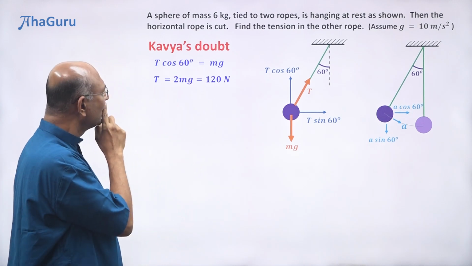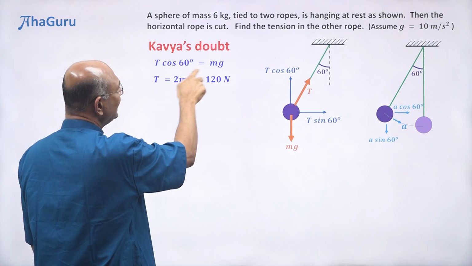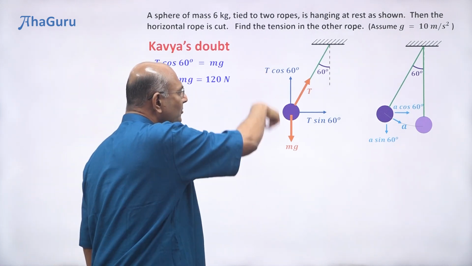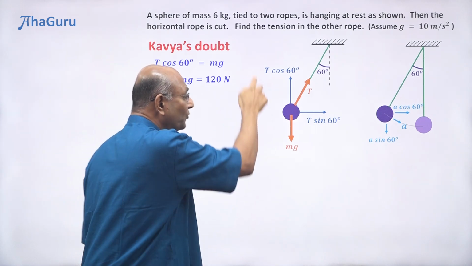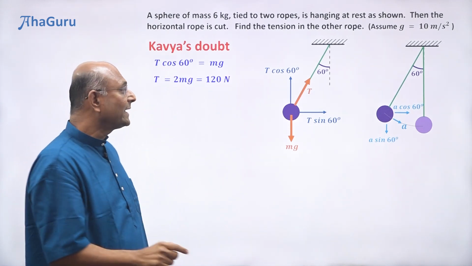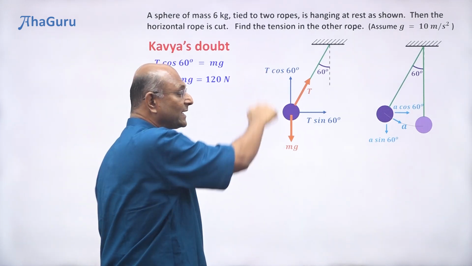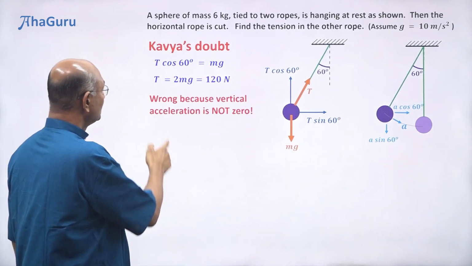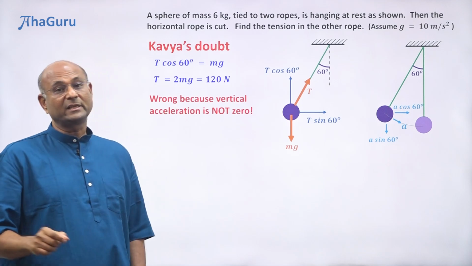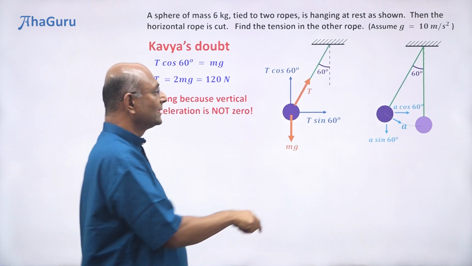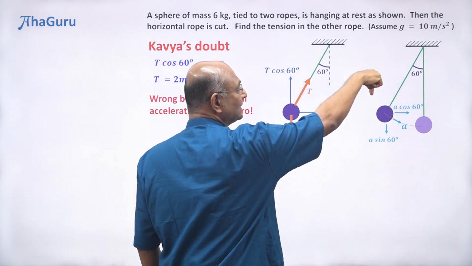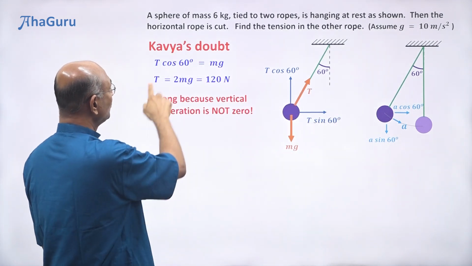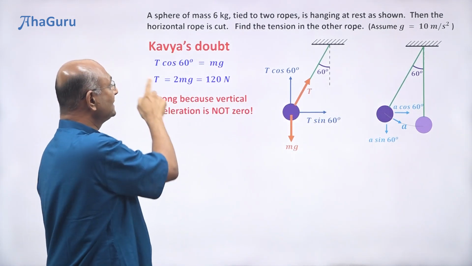Why is this wrong? Because what is the meaning of this statement? T cos 60 is equal to mg. Why are you able to write this? Why are these two forces cancelling? They can only cancel if the acceleration in the vertical direction is 0. Is the acceleration 0? No. So this is wrong because the vertical acceleration is not 0. There is a tangential acceleration. The tangential acceleration A has a vertical component. So that means you cannot write this statement.